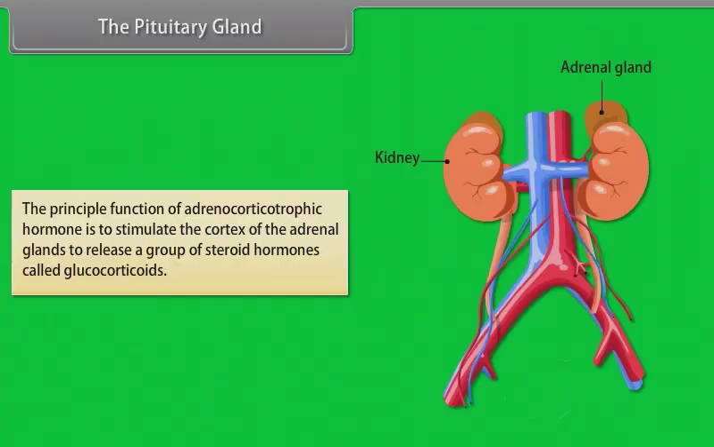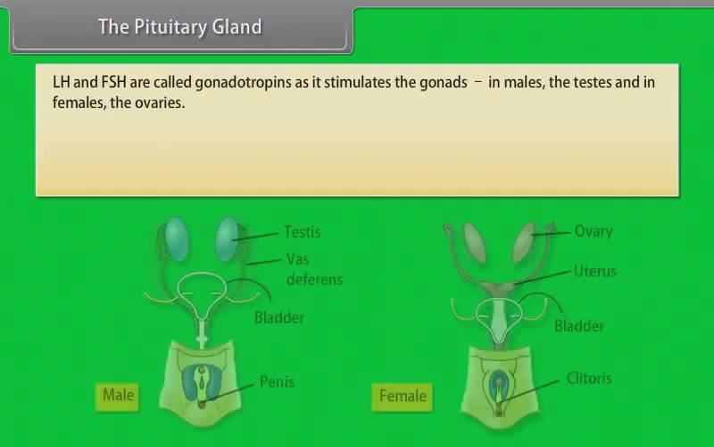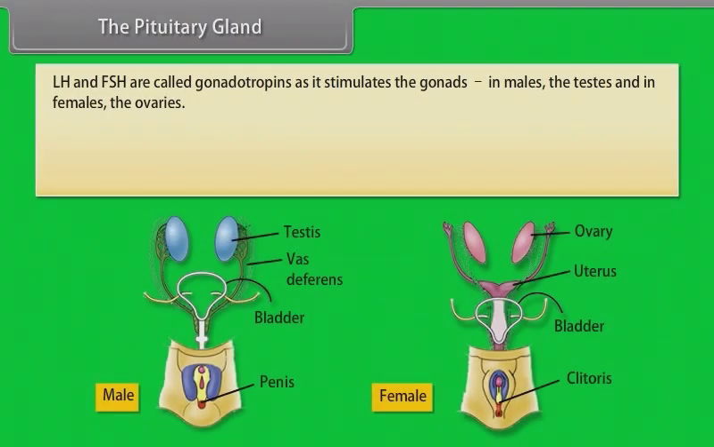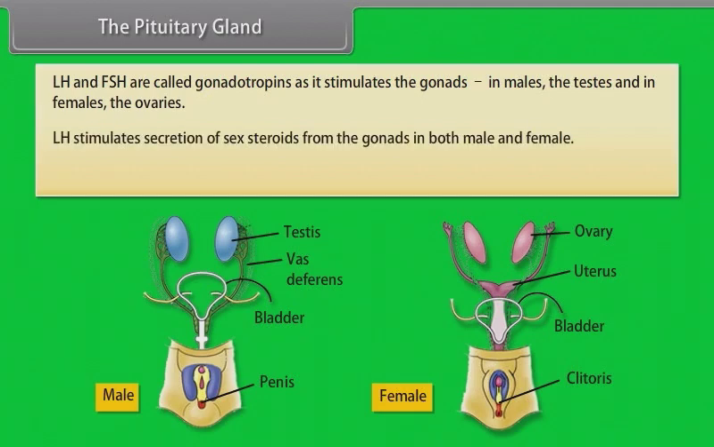The principal function of adrenocorticotrophic hormone is to stimulate the cortex of the adrenal glands to release a group of steroid hormones called glucocorticoids. LH and FSH are called gonadotropins as it stimulates the gonads, in males the testes and in females the ovaries. LH stimulates secretion of sex steroids from the gonads in both male and female.